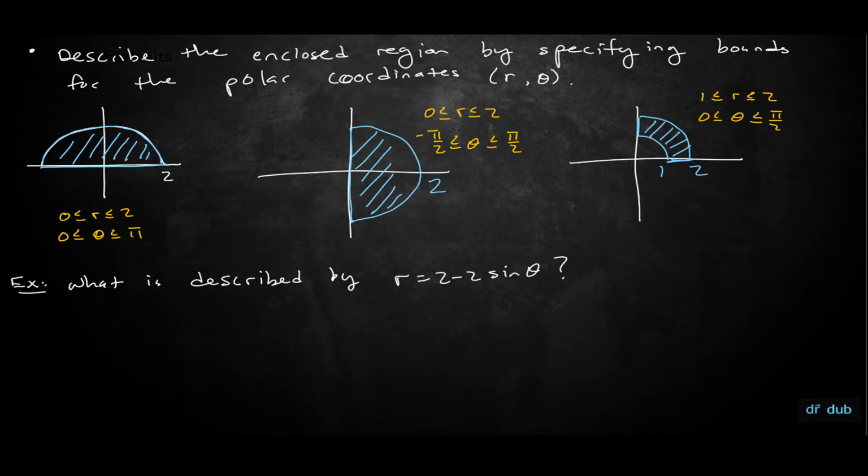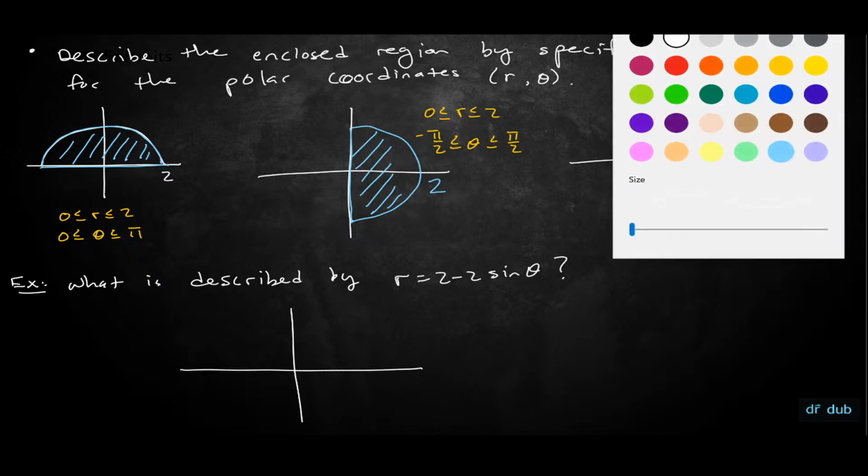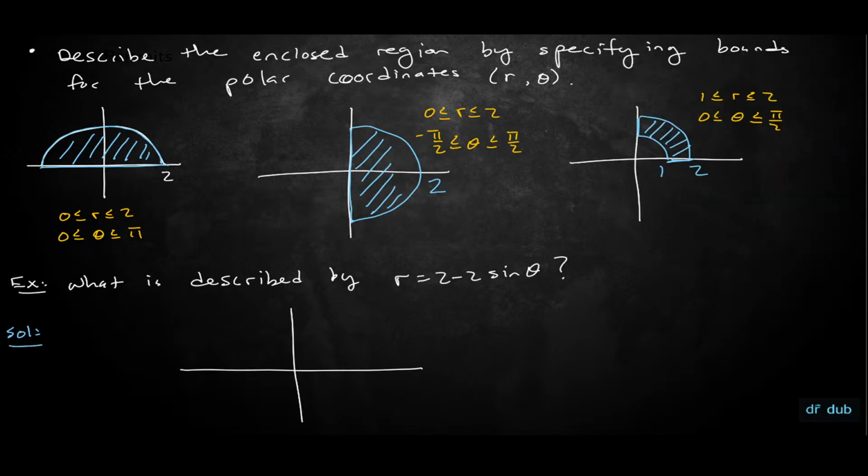All we can really do is pick some values of theta and see what the corresponding value of r is. So let's pick different values of theta and try to find what the value of r is going to be. So I'm going to draw just 2D flat space here. And let's say I pick theta equals 0. At theta equals 0, r is equal to 2. So this is the point 2, 0.